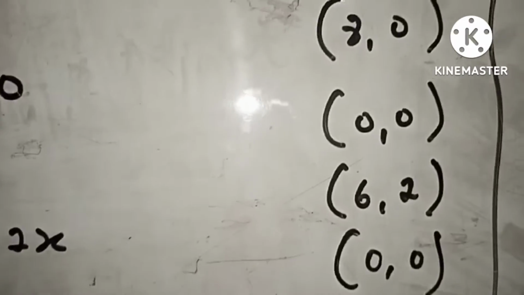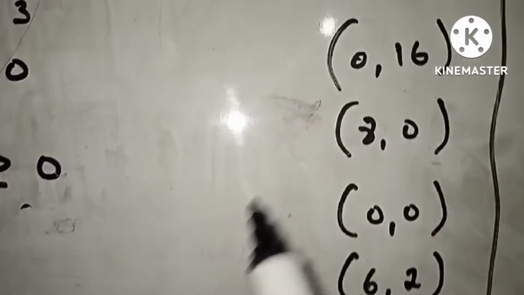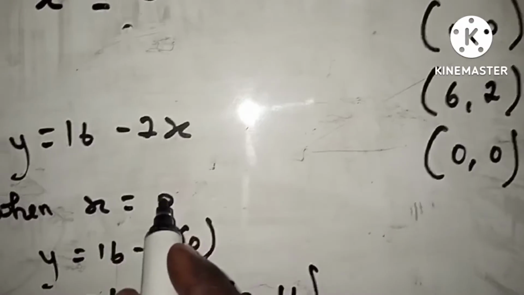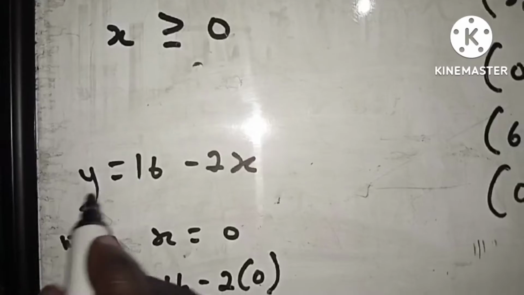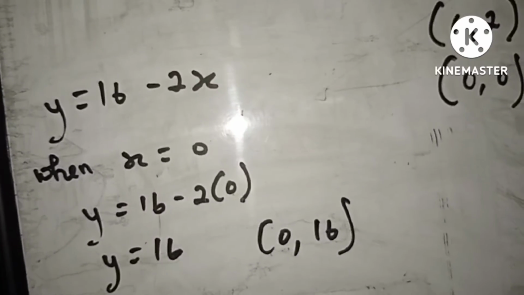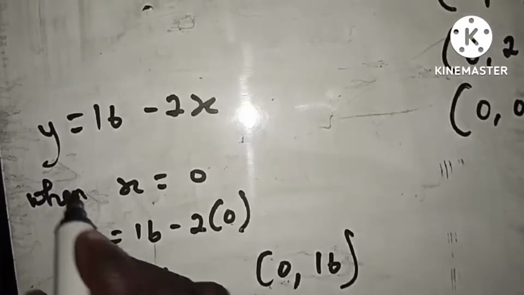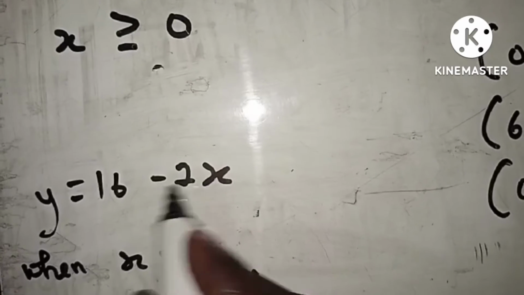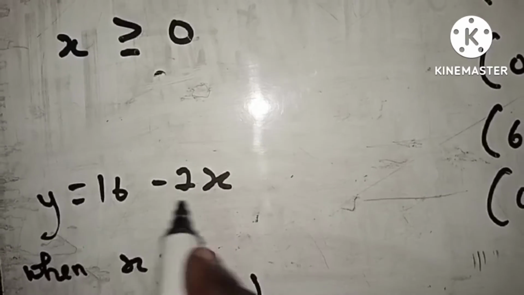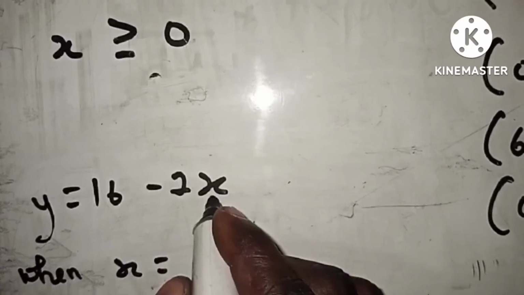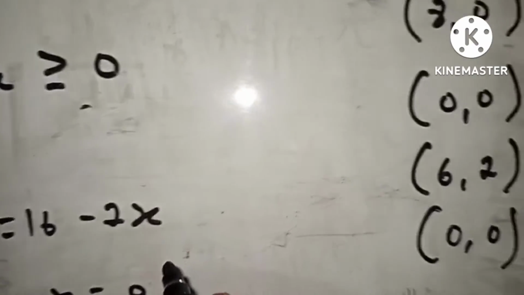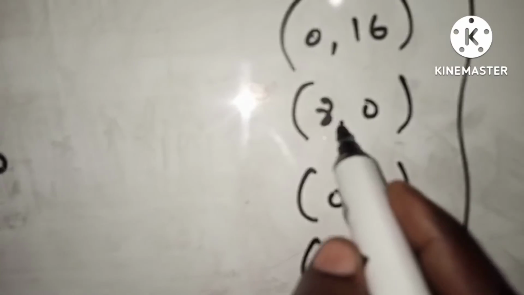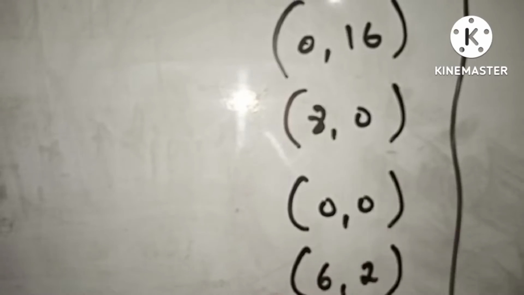So that's how I got my 16. Now the second part, remember, if you choose for the x, you just have to choose for the y as well. So you can say that when y is equal to 0, whatever you see as y, we are going to replace that by 0. If you solve this, you get x equal to 8. So you have the point 8, 0.